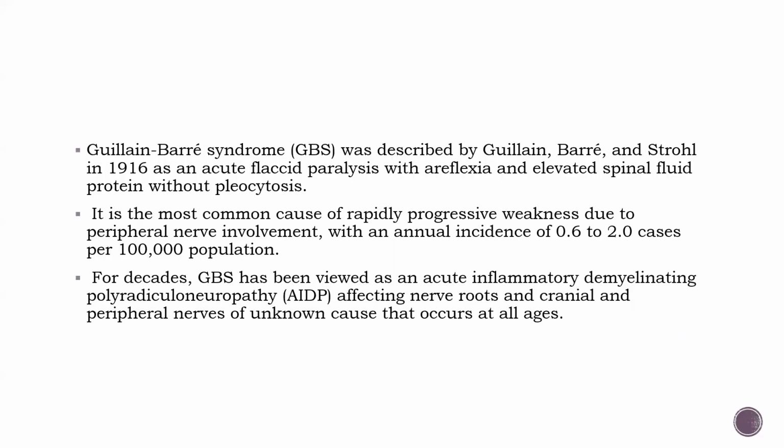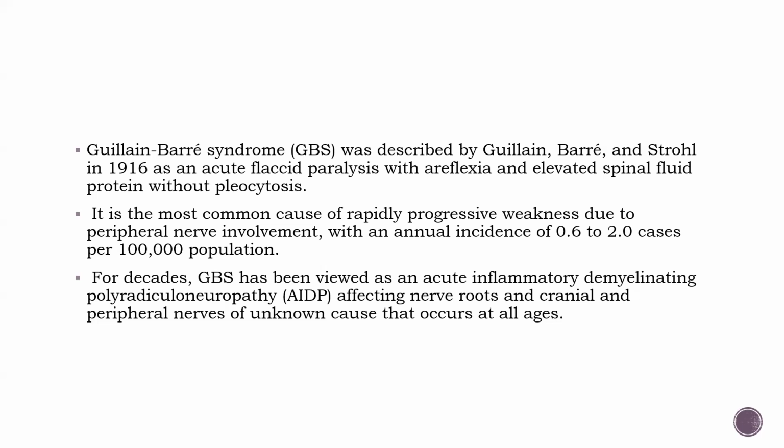Guillain-Barré syndrome was described by Guillain, Barré and Strohl in 1916 as an acute flaccid paralysis with areflexia and elevated spinal fluid protein without leukocytosis. It is the most common cause of rapidly progressive weakness due to peripheral nerve involvement, with an annual incidence of 0.6 to 2 cases per 1 lakh population.